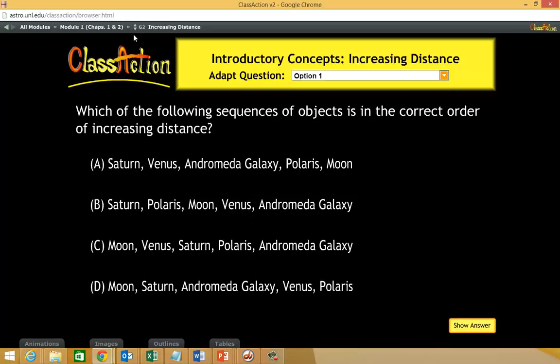Compared to Saturn, Saturn is 10 AUs from the Sun. So even when the Earth and Saturn are on the same side of the Sun, they are still pretty far apart from each other, at a minimum of about 9 AUs away. And so we can throw out D as an option and C is our correct answer here.